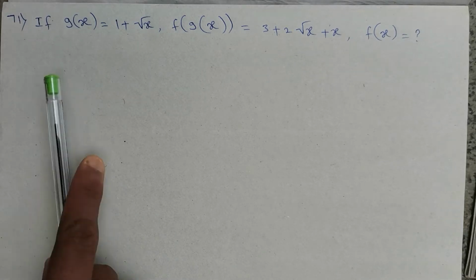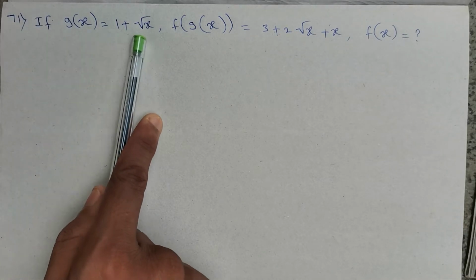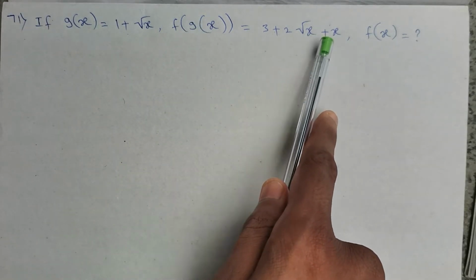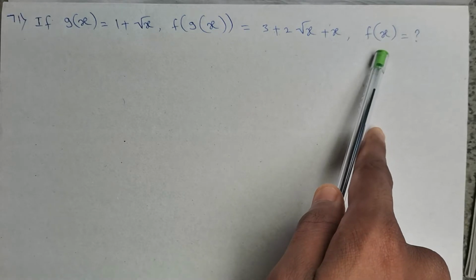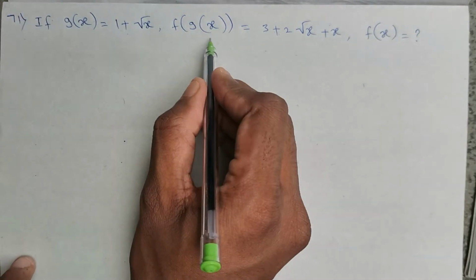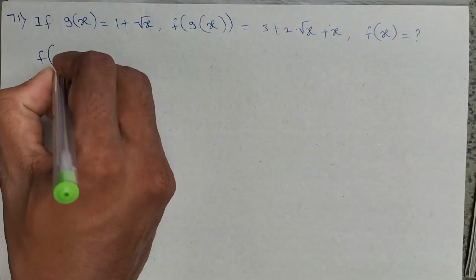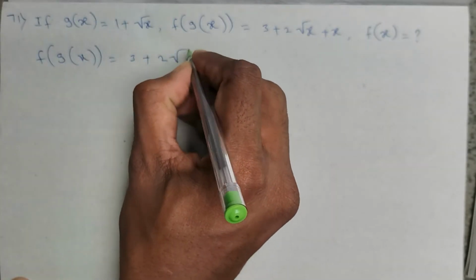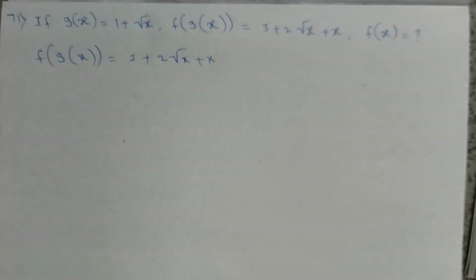Okay, the question is, if g of x is equal to 1 plus root x, and f of g of x is equal to 3 plus 2 root x plus x, then what is the value of f of x? So here he gave f of g of x. F of g of x is equal to 3 plus 2 root x plus x.